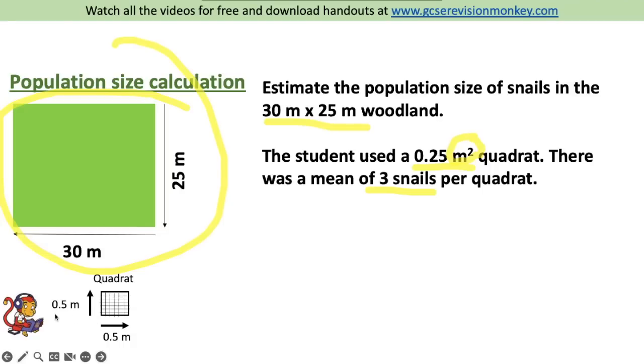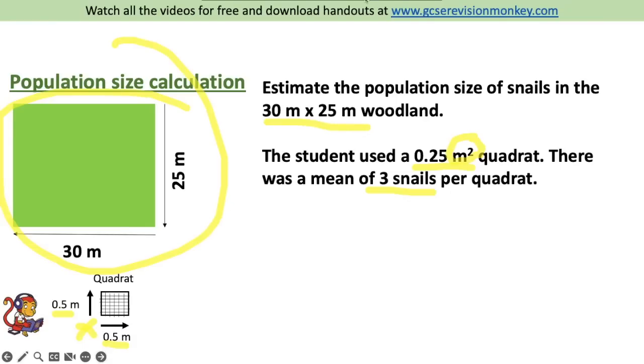If they give you the quadrat as a diagram like this, you might have to work out the area by multiplying 0.5 by 0.5, as would be this example. So if it's got metres squared, the area has already been calculated for you. If they give you a diagram to show you the quadrat, you would need to calculate the area first by multiplying the length of both sides.